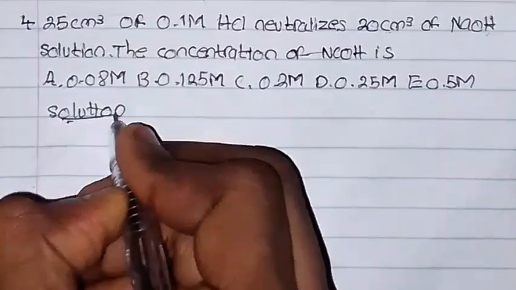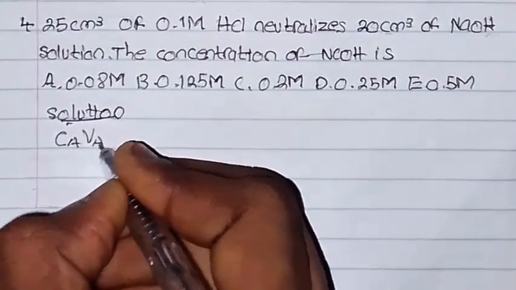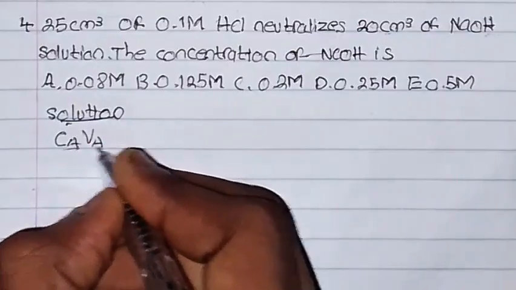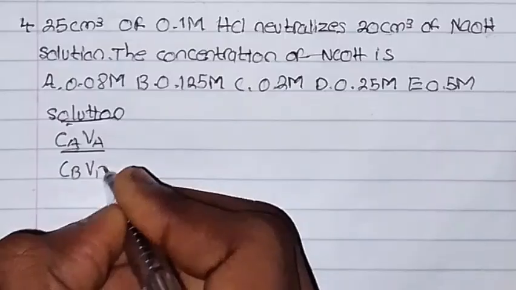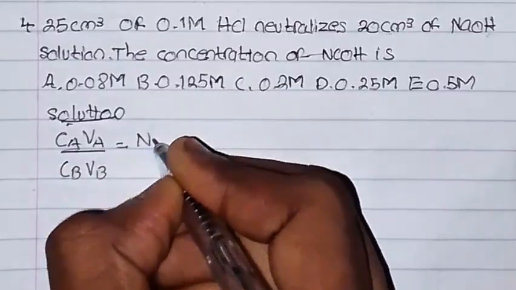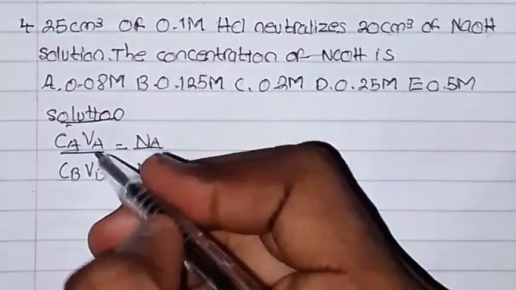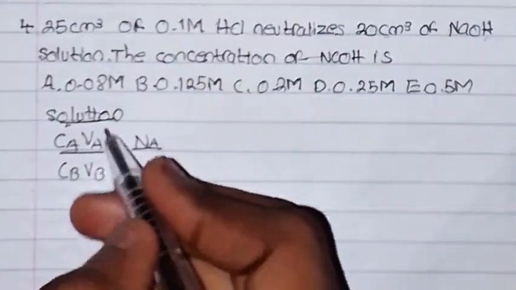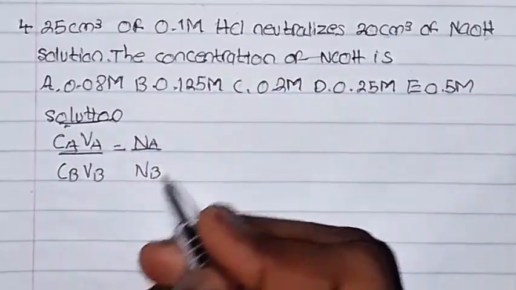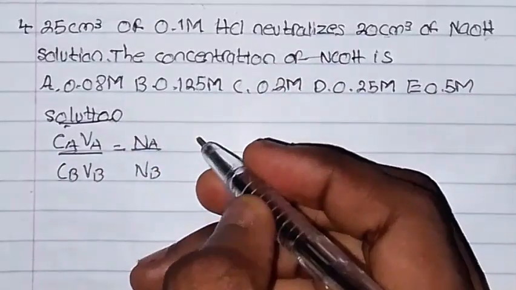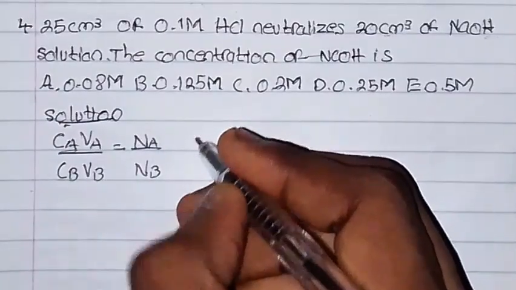What do we have now? The neutralization equation is given as Ca, concentration of acid, times Va, volume of acid, divided by Cb, which is concentration of base, times Vb, volume of base, is equal to Na over Nb. Now, from what they give us in the question, Ca Va and Cb Vb are already known. We know the values from looking at the question. But what about Na and Nb? In order to get Na and Nb for the neutralization equation, we must first write out the balanced equation.